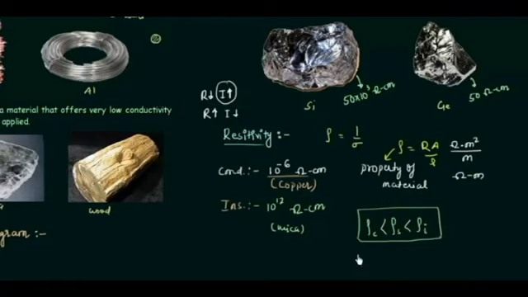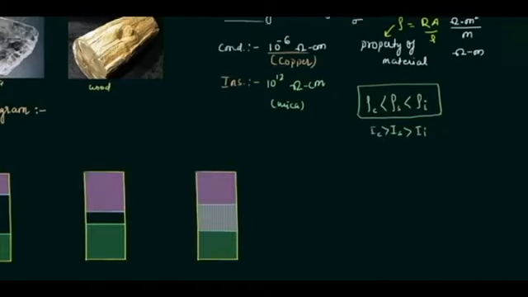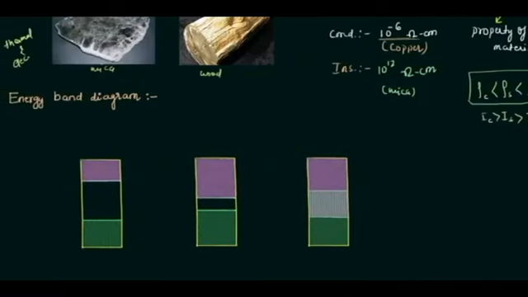The flow of current will be reversed. If I say I is the flow of current for the semiconductor, then it is greater than for the insulator and less than for the conductor. So this is all for the resistivity. Now we will move to the next topic, that is the energy band diagram.